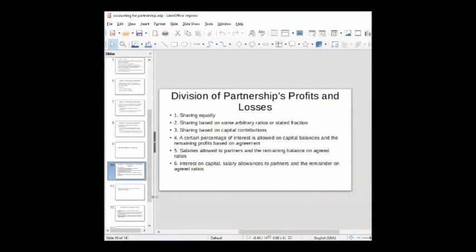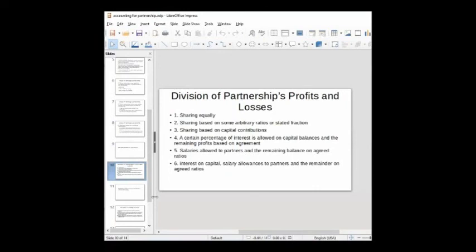percentage. Now, sharing based on capital contribution: as I have said, if one of the partners has 100,000 and the other one has 150 and the other one has 200,000, the distribution of profit and losses will be based on their capital contribution. So the partner who has the highest contribution will have the highest percentage in the profit, but also the highest percentage in the losses.